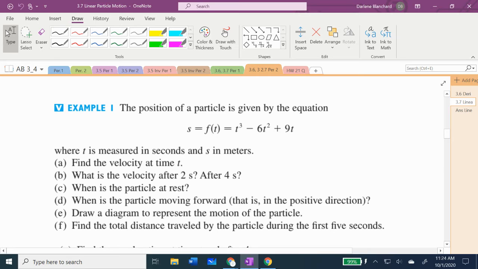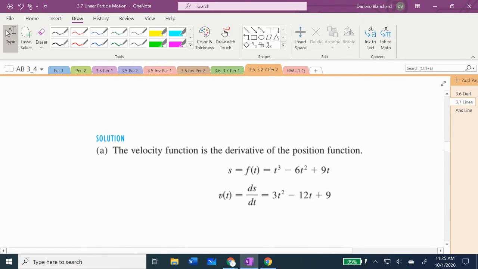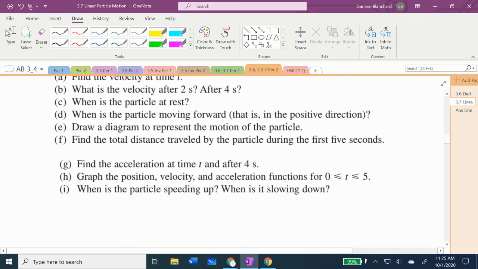So you are to A, find the velocity at time t. You should know that that means you're taking the derivative of position, and that derivative is 3t squared minus 12t plus 9. There's your velocity. And here's the textbook writing it out. Now, I've got ready to go all of these questions.